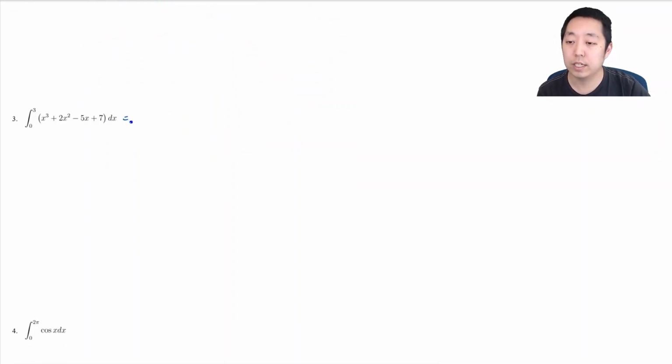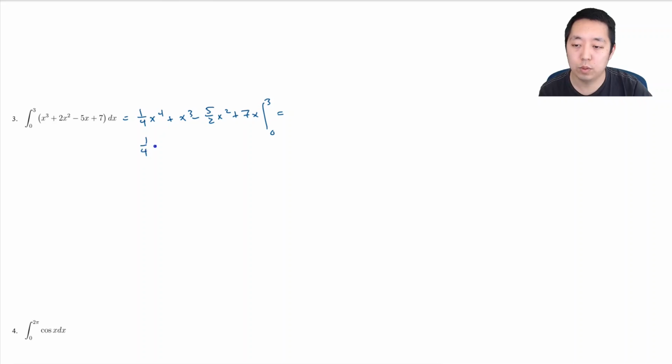So here I'm going to do the antiderivative. This would be 1/4 x to the 4th plus x cubed minus 5/2 x squared plus 7x. I don't need the plus c when I'm doing a definite integral, 0 to 3. So I'm going to plug in 3. And when I plug in 0, all of these will be 0, so I don't really need to plug in 0. It'll all disappear. It doesn't always disappear, but in this case it will. So I just need to plug in 3.